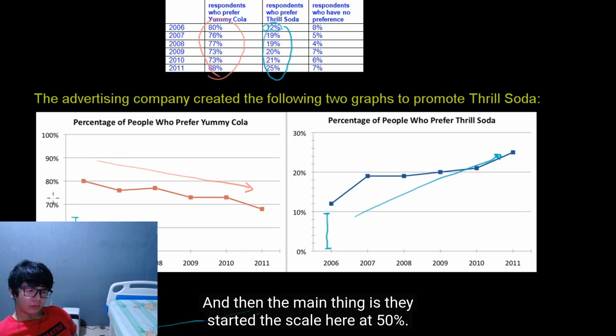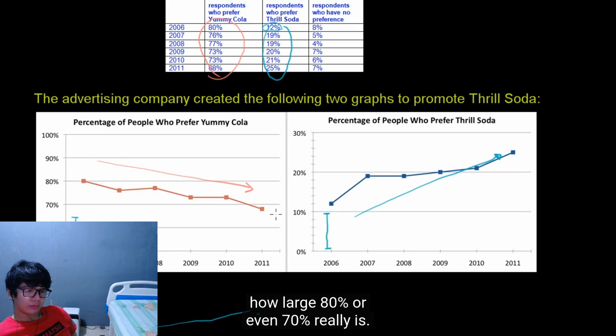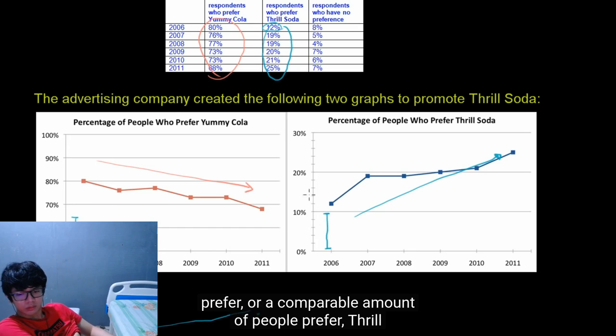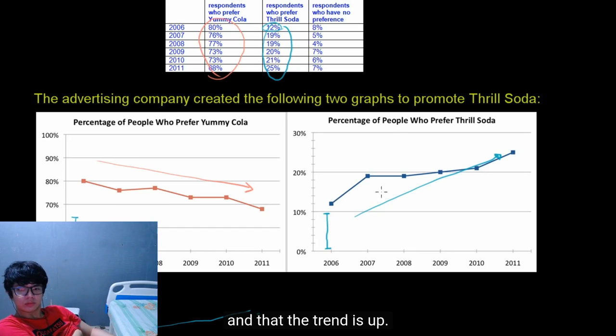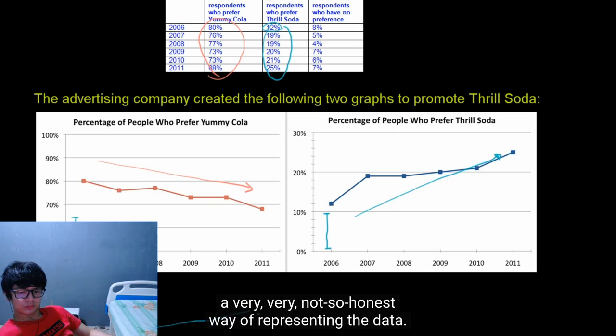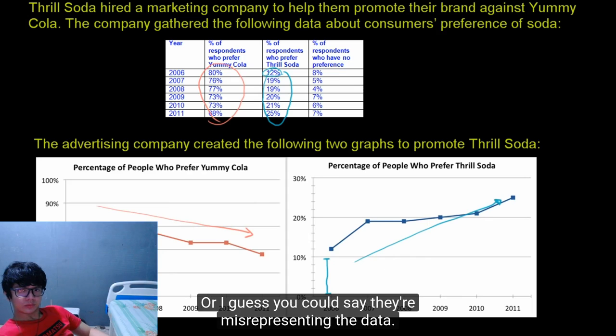And then the main thing is they started the scale here at 50%. So they're not showing how large 80% or even 70% really is. And over here, they start at zero, and they just have a larger scale. So it makes it look like out the gate, a comparable amount of people prefer thrill, and that the trend is up. But the reality is still way more people prefer yummy cola. So this was a very not so honest way of representing the data. Or I guess you'd say they're misrepresenting the data.